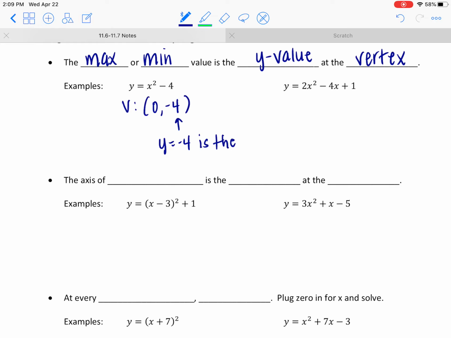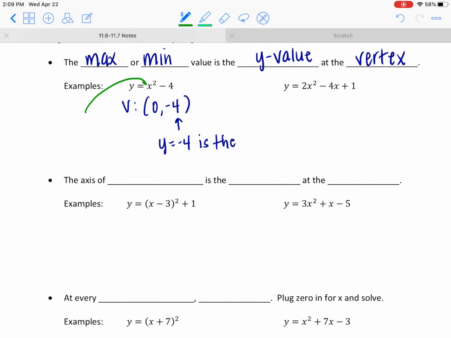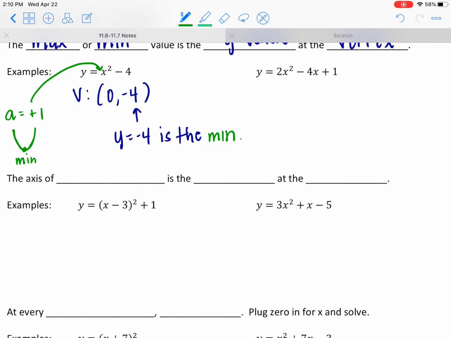And the y value here, y equals negative 4, we just need to determine if it's a max or a min. So how do you know? Well, is this vertex at the top of this graph or is it at the bottom? Well, right in the front of this function, a is a positive 1. That means this parabola opens up. So if the parabola opens up, that means the vertex is at the bottom. It is a minimum. So y equals negative 4 is the minimum value.